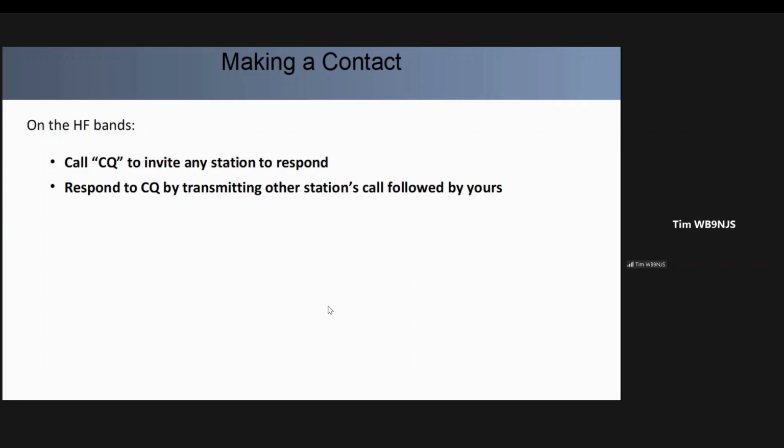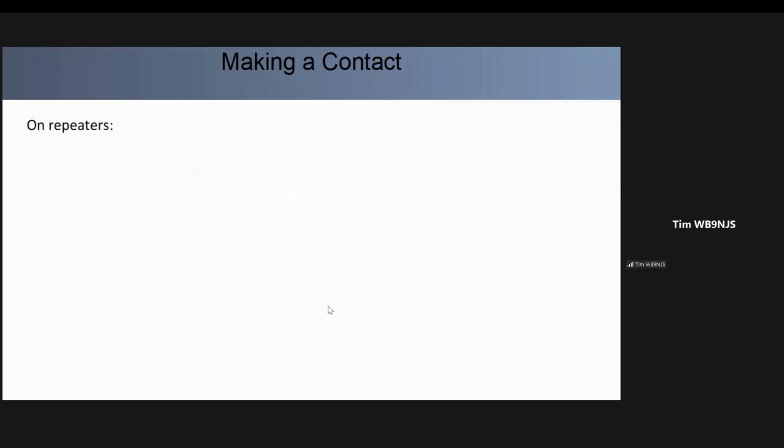That's how you respond. Okay, repeaters, different story. Really different story. CQ is not used on repeaters. You will not hear that call. You'll hear it on some VHF, UHF, maybe in the weak signal areas, but not on FM and repeaters.